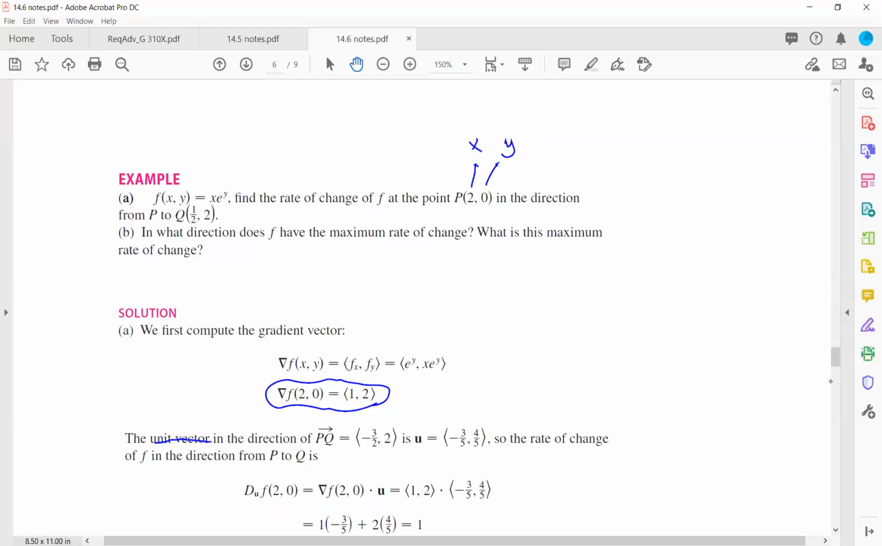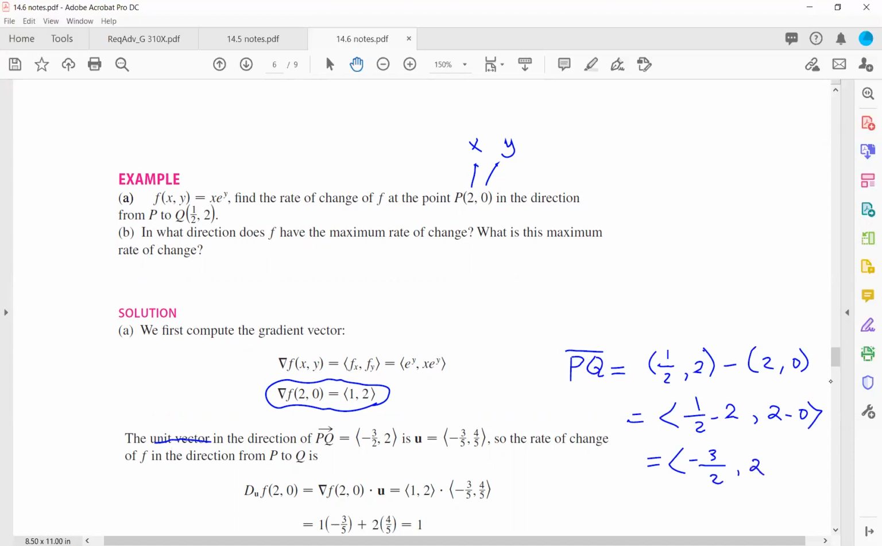So now we want to form the unit vector which is in the direction of PQ. Part A of the question says the direction is from P to Q. So your Q is 1/2 and 2. Let me write this in ordered pairs first. P is 2 and 0. So you can form a vector 1/2 minus 2, comma, 2 minus 0, which is -3/2 and 2. So this is the direction.